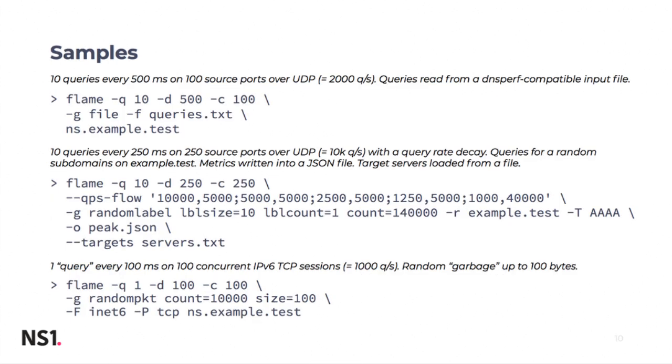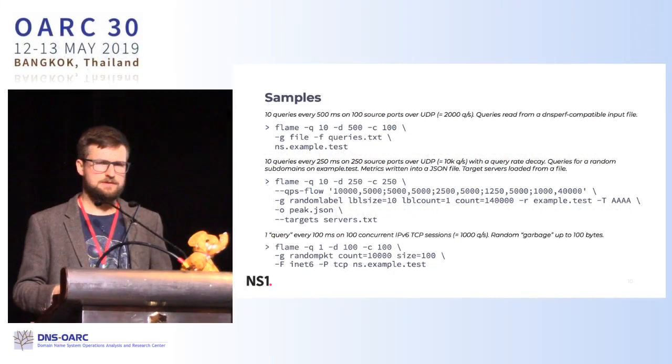I have a couple of examples of how Flame can be invoked. The first example is pretty simple. It essentially reads input from a DNS-perf compatible file and sends the queries out at the 2,000 queries per second rate, so that's pretty straightforward. In a second example, I want to show something more complicated.